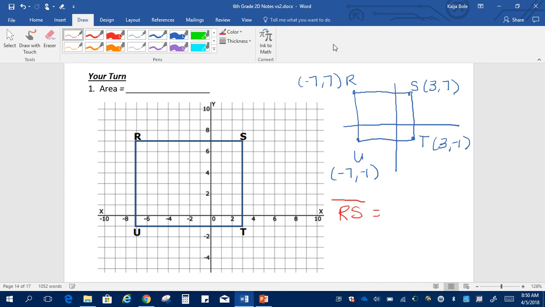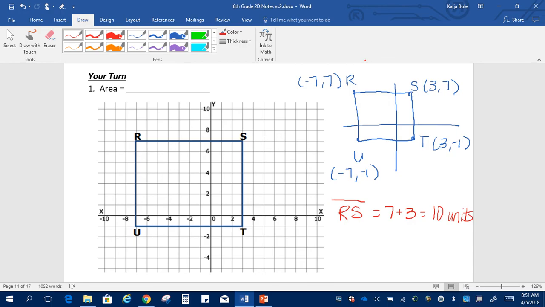So first we need to find the length of our ST. We're going to look at our different numbers. Actually, because we are jumping over an axis, we're going to add the numbers. So we have 7 on the one side plus the 3 on the opposite side, so this one is 10 units long.